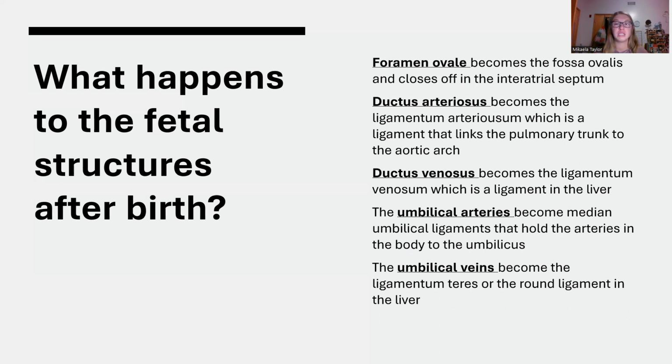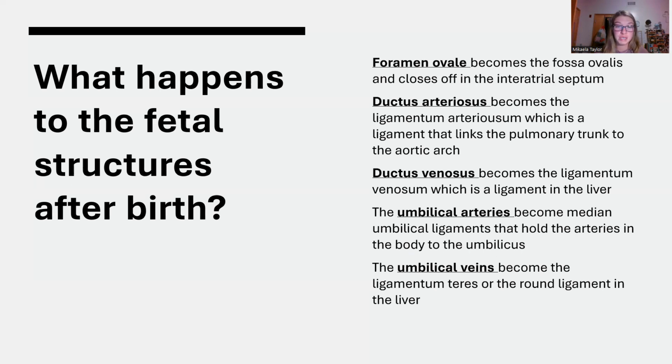The ductus venosus becomes the ligamentum venosum, which is just a ligament in the liver holding things together. The umbilical arteries become the medial umbilical ligaments that hold the arteries in the body. They just attach to the arteries where they originally would empty into or take blood from the arteries to the placenta. They hold that to the umbilicus. So the entrance point in a fetus for the umbilical arteries and then the veins is all wrapped around the umbilicus, which is where the fetus is attached to the placenta.